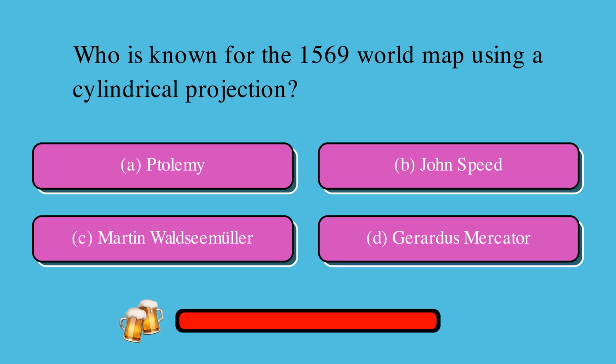Who is known for the 1569 world map using a cylindrical projection? Is it A, Ptolemy, B, John Speed, C, Martin Waldseemüller, or D, Gerardus Mercator? The correct answer is D, Gerardus Mercator.